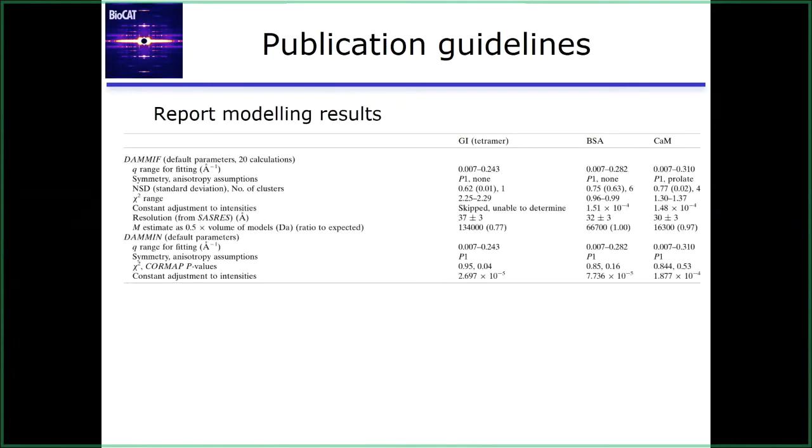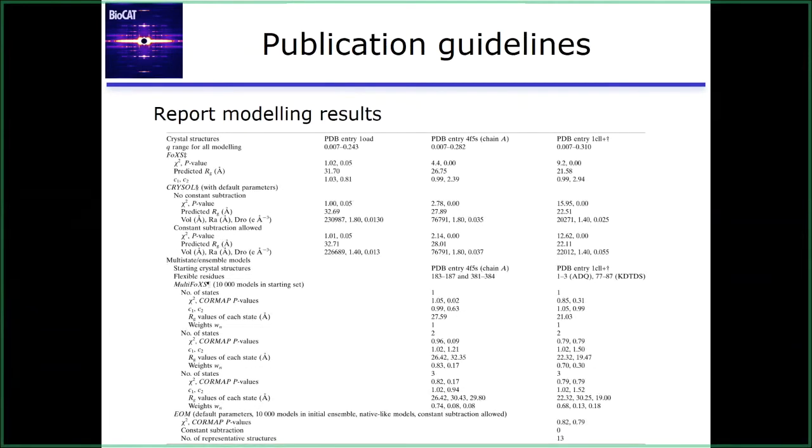For modeling results, report the relevant modeling results. They actually have, this is for bead models I could go through, but chi-squared, NSD, these are things that Kushal has talked about. There are ways to estimate the resolution of the model reconstruction, so report that. The volume estimate. For more extensive modeling, there are more extensive parameters that can be reported. I'm not going to go through these, but you can take a look at the paper if you do this kind of thing. It gives you a good guide for what the important parameters are and how to evaluate what's going on in your system.